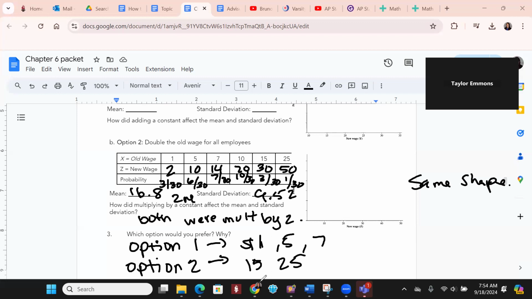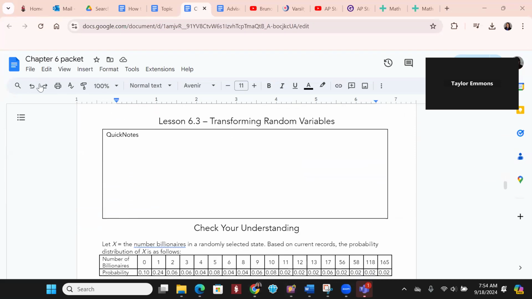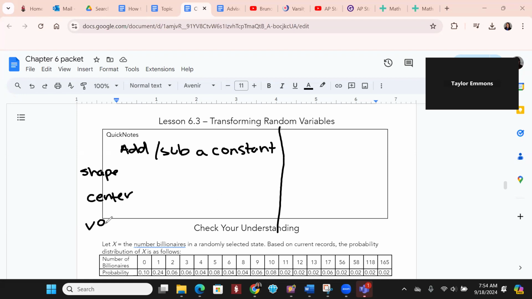Okay. More for relating. So once you flip, what we talked about is if we added or subtracted a constant, then how did it impact the shape? How did it impact the center? How did it impact the variability? Okay, so the shape, it remained the same. The center, you would add or subtract whatever the constant is. And the variability remained the same.